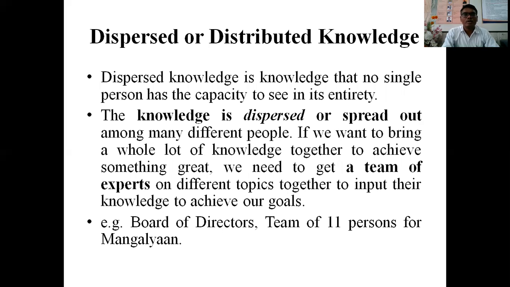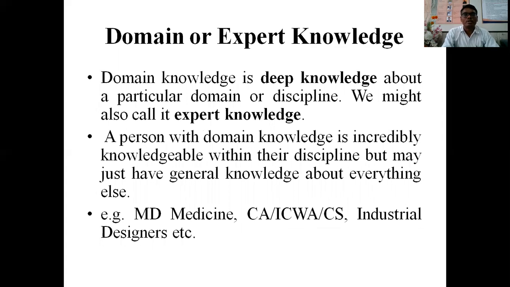Next, dispersed or distributed knowledge. The knowledge which is dispersed or spread out among many people is known as dispersed or distributed knowledge. It can be a team of experts, a board of members or directors, a team of 11 persons for Mangalyaan, etc. So knowledge which is not available with a single individual person, but which is available with different people, considering their areas of expertise, is dispersed or distributed knowledge. Got it?